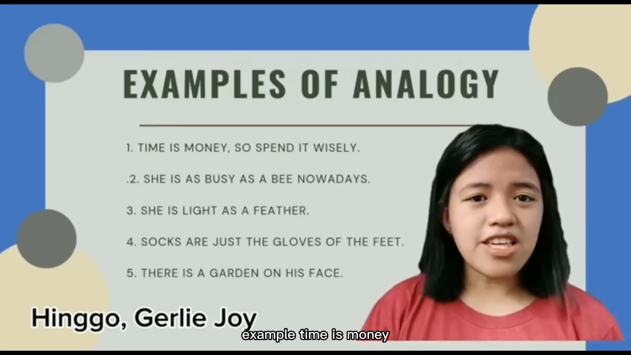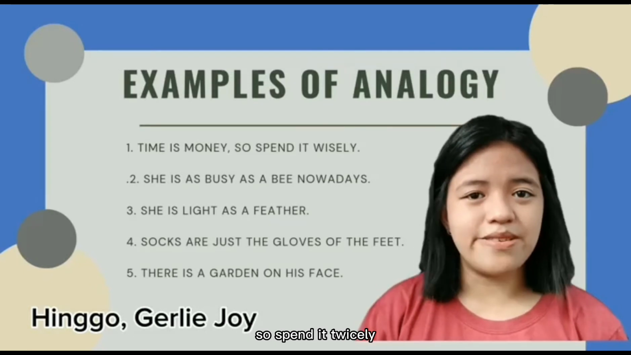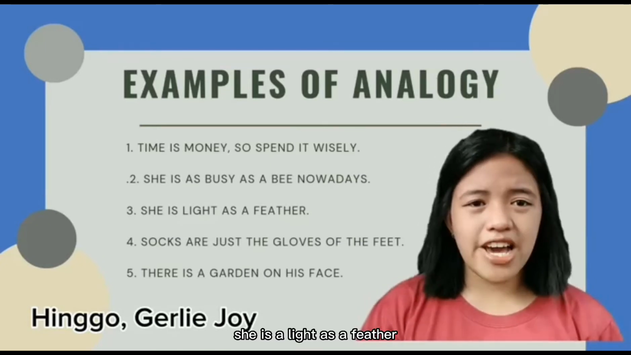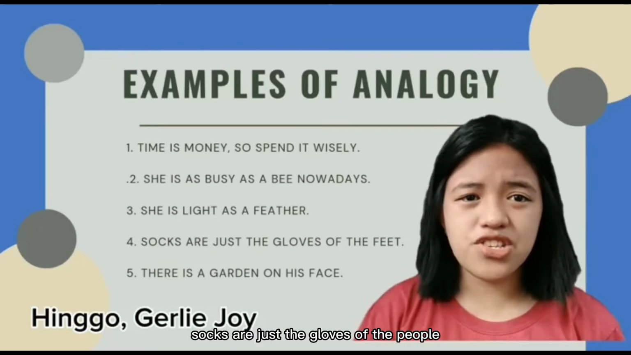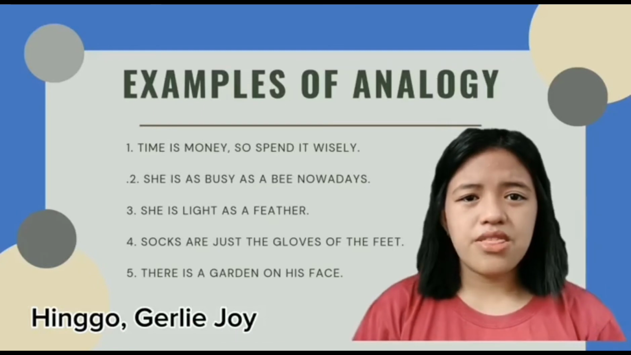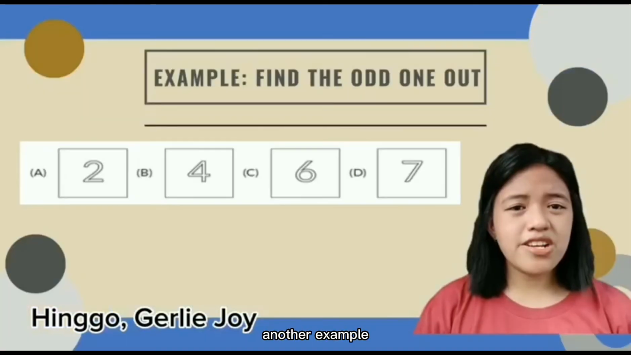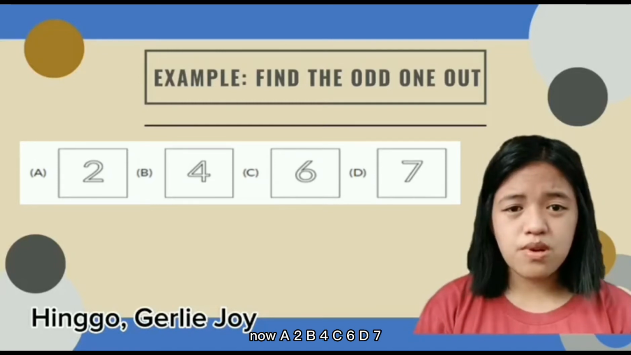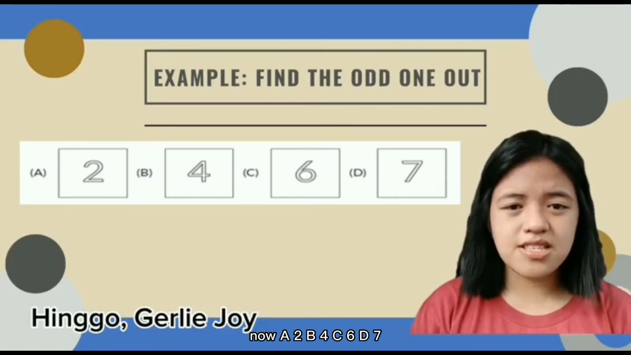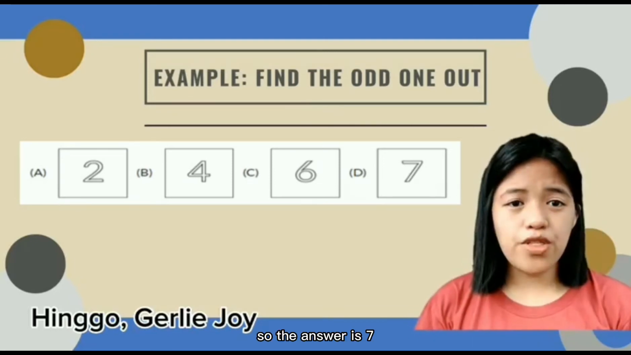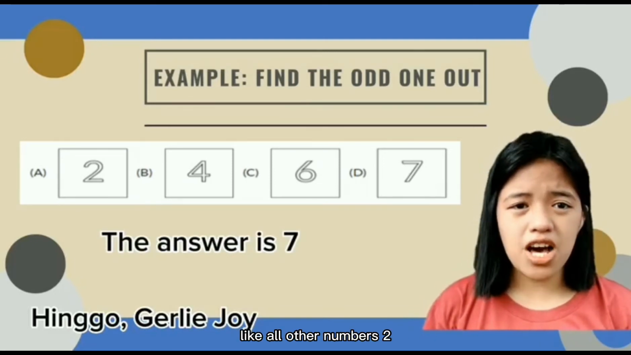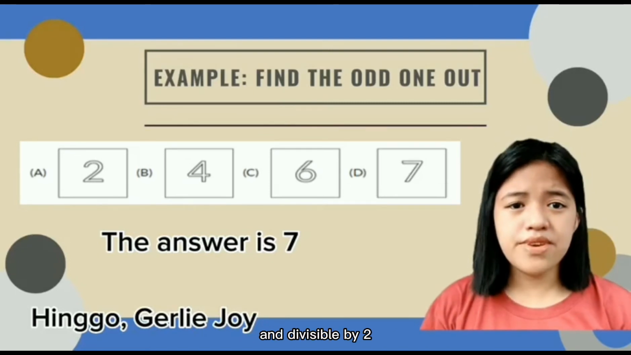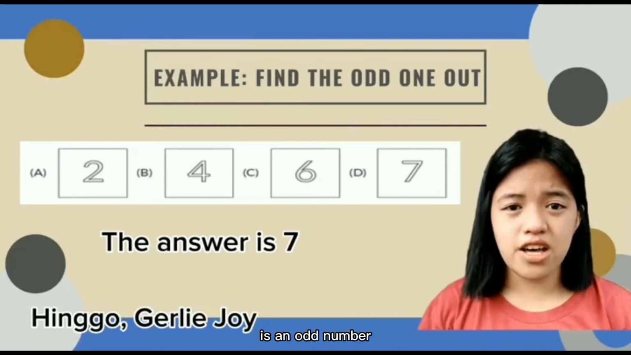Examples: time is money, so spend it wisely. She is as busy as a bee nowadays. She is as light as a feather. Socks are just the gloves of the feet. There is a garden on his face. Another example: find the odd one out. A2, B4, C6, D7. So the answer is 7. Like all other numbers, 2, 4, 6 are even numbers and divisible by 2, whereas 7 is an odd number.